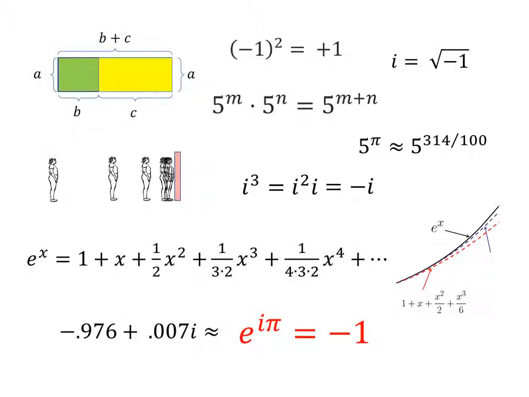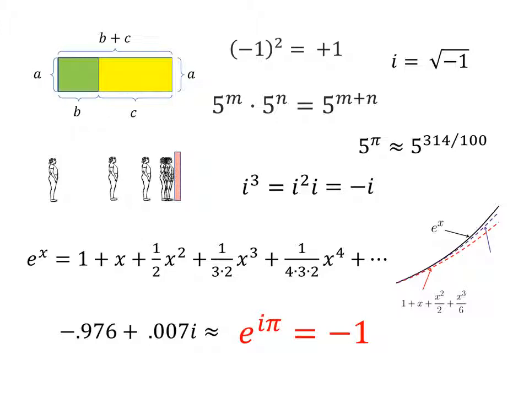In summary, we took a rectangle and used that to establish the distributive law. Using the distributive law, we could show that minus 1 squared is plus 1, suggesting that the square root of minus 1 must be an imaginary number. We began our journey into powers with integer powers and established this rule. This rule allows us to extend powers beyond the integers to the fractions and even irrational numbers.